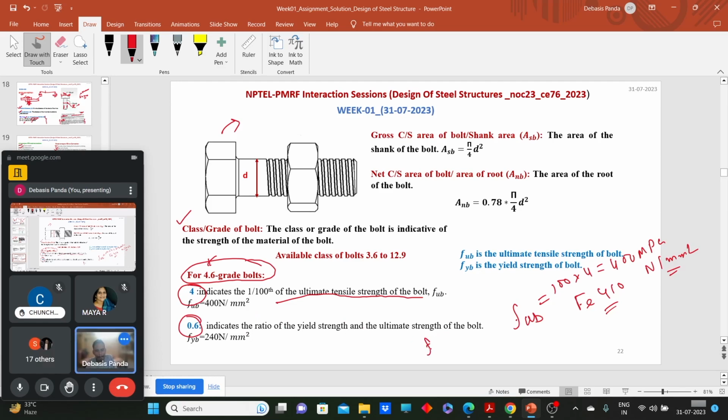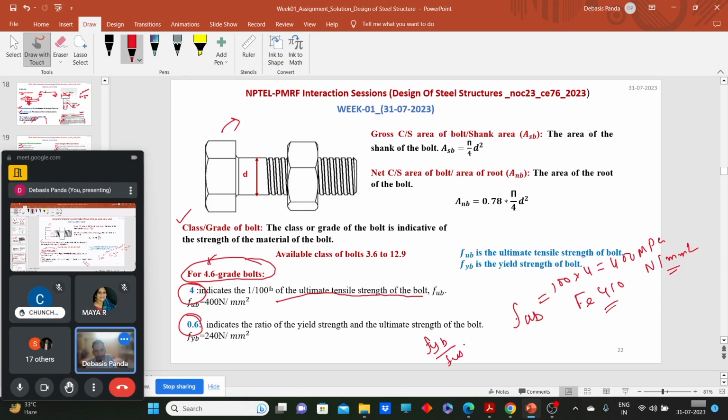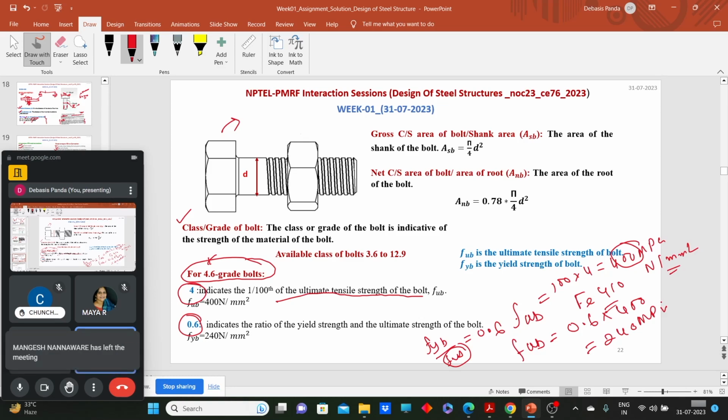Now the second part, 0.6, indicates the ratio of your yield strength to the ultimate strength. FYB by FUB is equal to 0.6. So we have calculated the ultimate strength 400 MPa. So what will be our FYB? That will be 0.6 into 400. So that will come as 240 MPa. So by this parameter, we call it the grade of bolt or the class of bolt. From there we can come to know the strength of the material of this bolt.